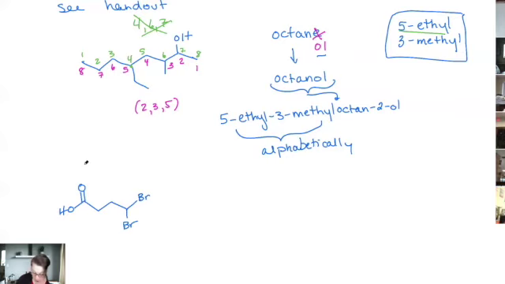Anyway, okay, 4 carbons. That is but-, and the carbon chain is butane. Okay. So we have 2 different types of groups attached now. We have a halide group. We have 2 of them. And we have this carbon-oxygen double bond with an OH group.